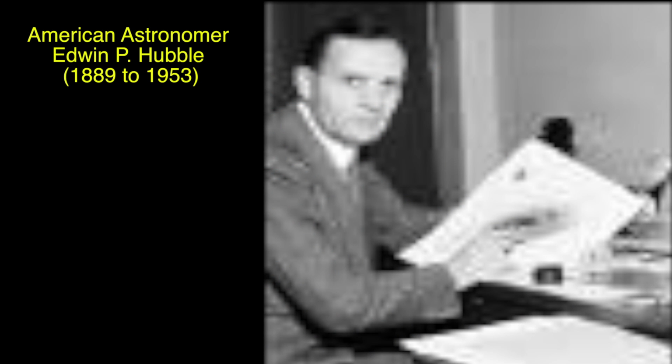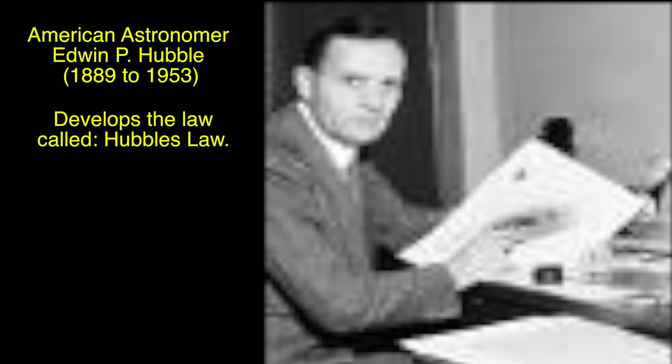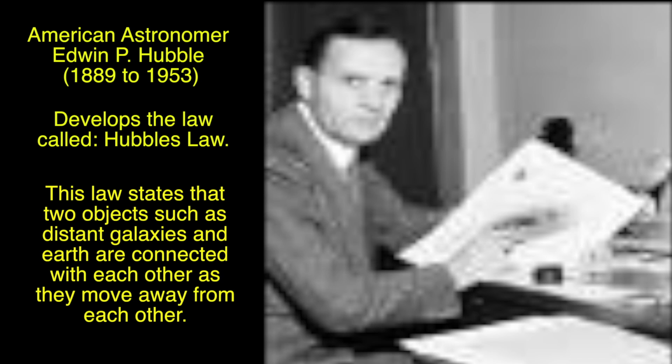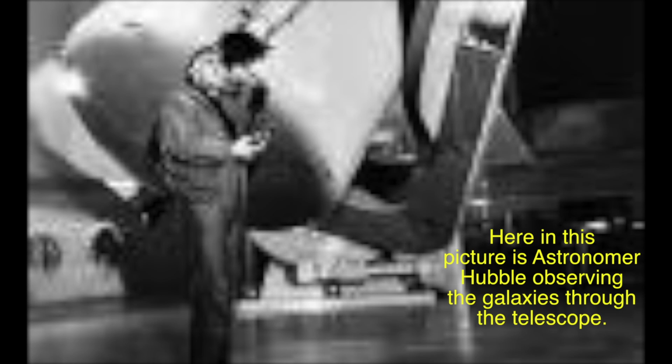American astronomer Edward P. Hubble, 1889 to 1953, developed a law called Hubble's Law. This law states that two objects, such as distant galaxies and Earth, are connected with each other as they move away from each other. Here in this picture is astronomer Hubble observing the galaxies through the telescope.